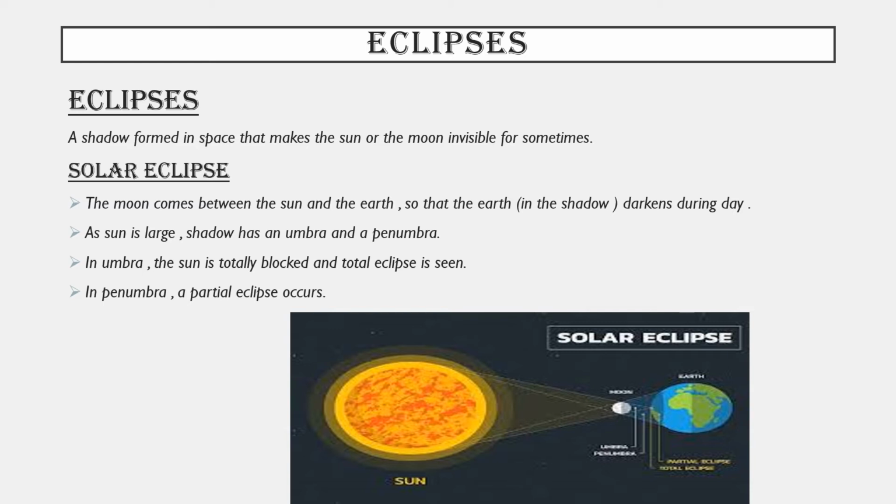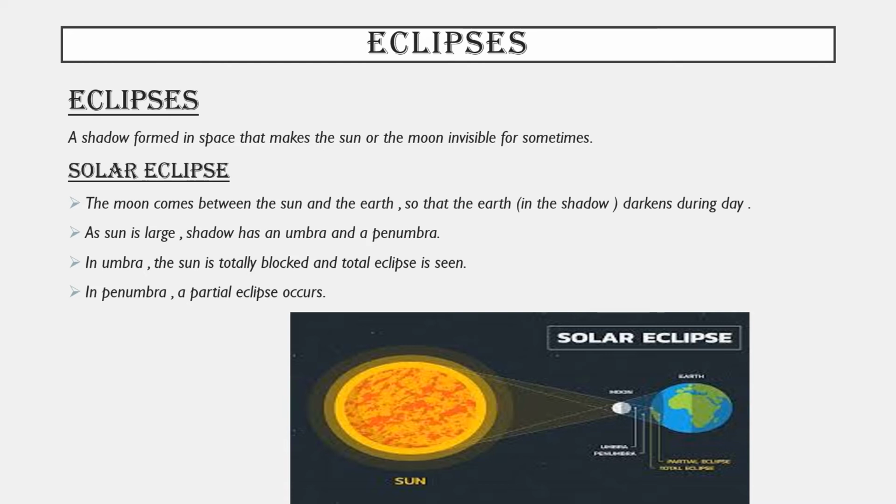The moon comes between the sun and the earth so that the earth darkens during the day. It causes solar eclipse. Here you can see the position of the moon. It comes in between sun and earth. Next, as the sun is large, the shadow has an umbra and a penumbra.